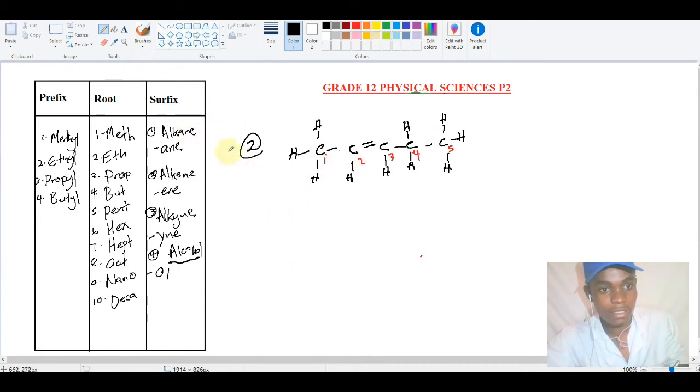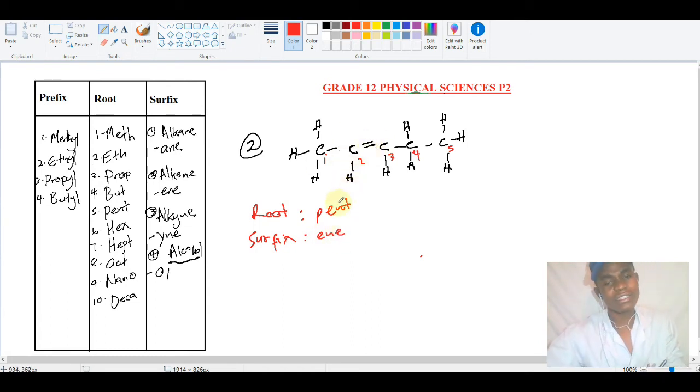So we try again. The longest chain consists of 1, 2, 3, 4, 5 carbons. So we have got our root. The root is pent, right? And then we have got our suffix, which is still -ene, because we have got a double bond. Now what is the difference between this compound and the first one? It's the same compound, I just changed the location of the bond, right? It was here, now I change it to this location. Now where is the difference?